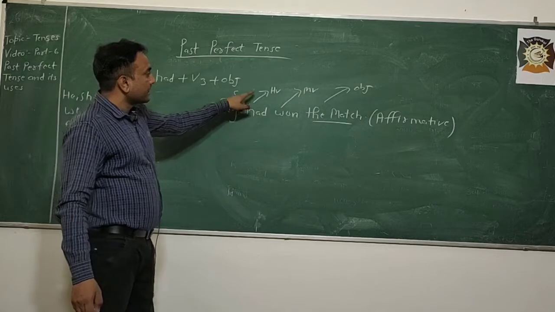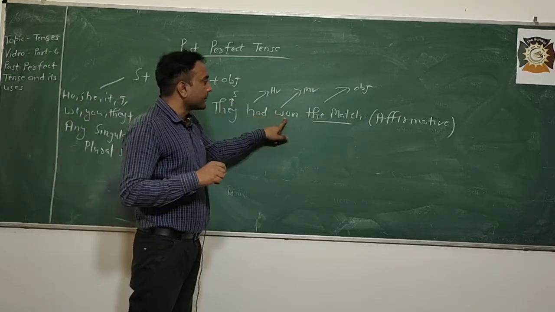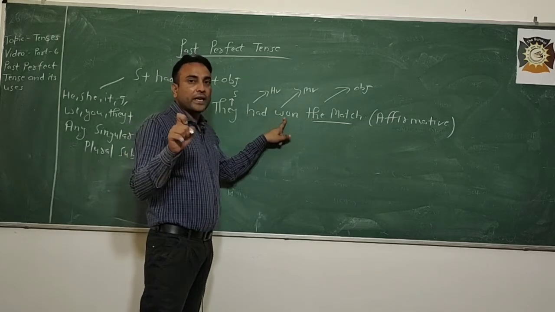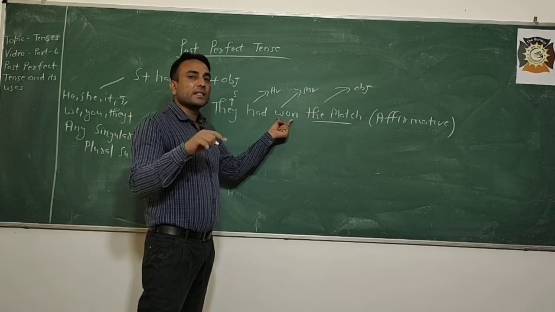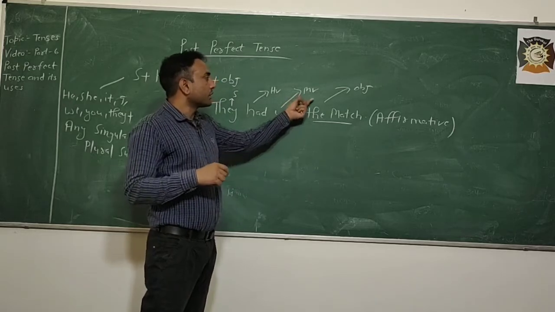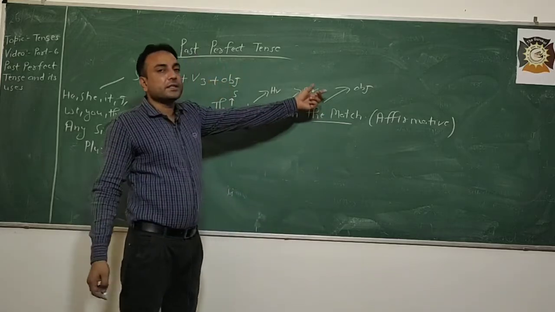This is the subject, and had is the helping verb in the tense. The second is won, which is the third form of win, W-I-N. Win, won is the second form, won is the third form. So this is V3. MV means main verb, and the match is the object.